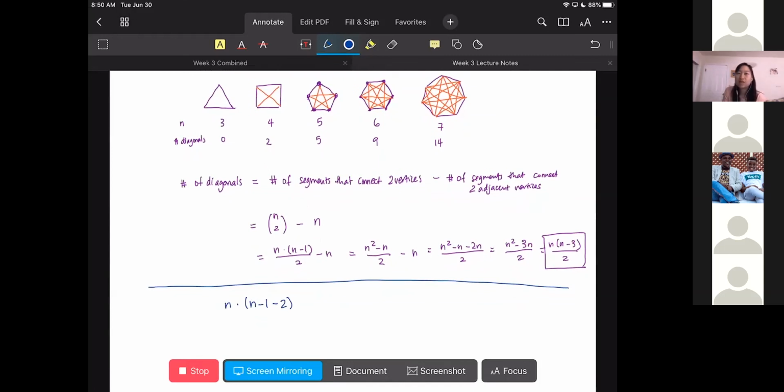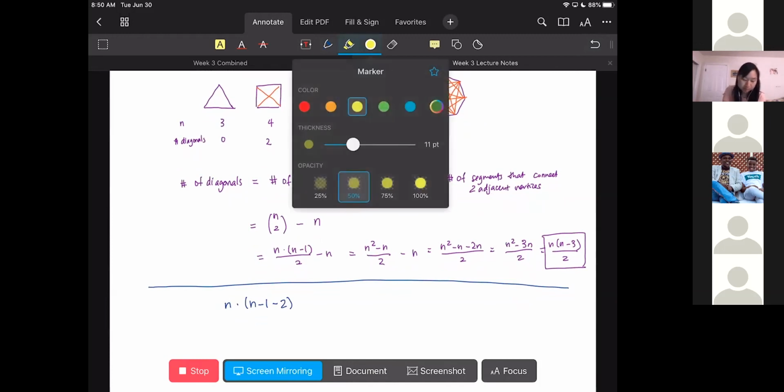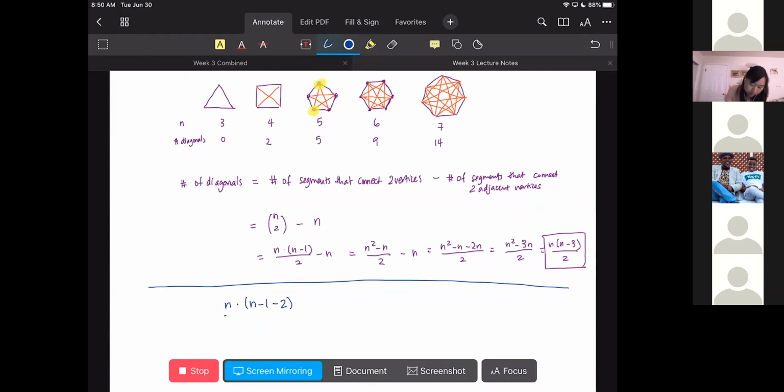And then the last thing we need to do is correct for overcounting, because if we pick, say, this point first and this point second, that's going to be the same diagonal as picking this one first and the other one second. So the last thing we need to do here is divide by 2 to correct for overcounting, and this gives us n times n minus 3 over 2. So that's another way you can think about it. But I think the first way is a little bit more clear and more directly related to the subset combinations.